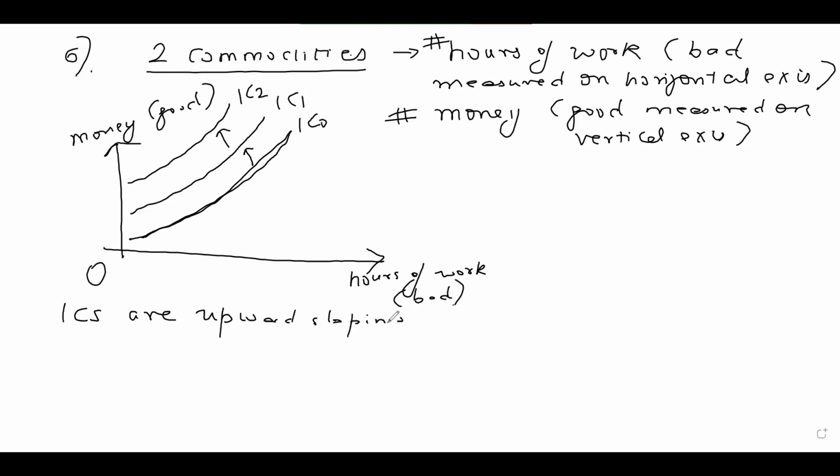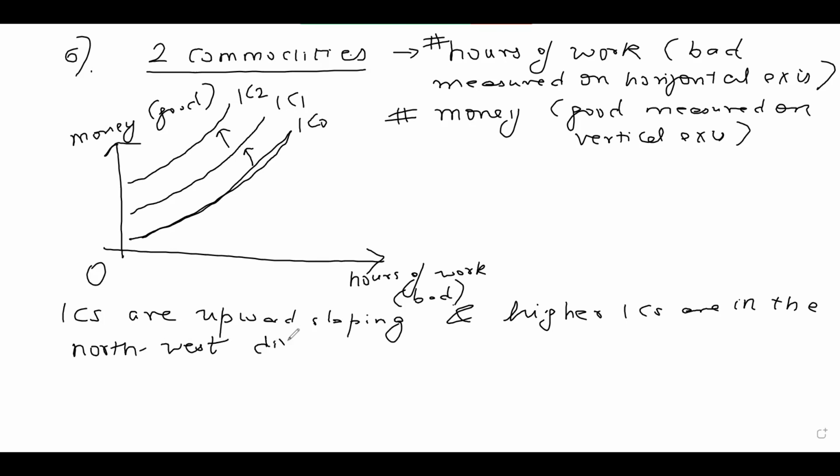The indifference curves are upward sloping, and higher indifference curves are in the northwest direction.